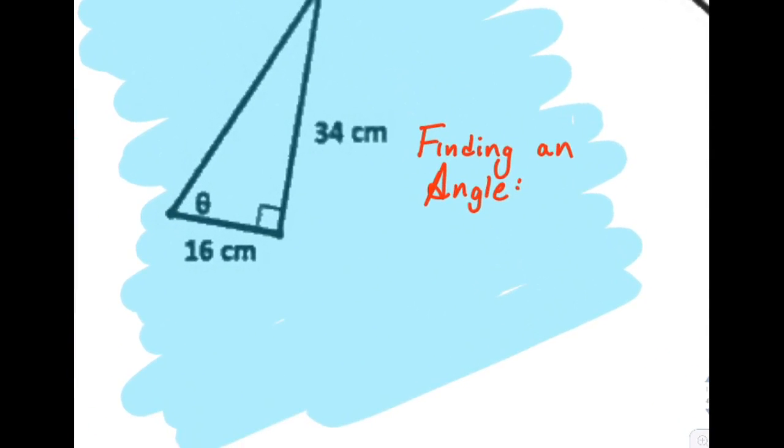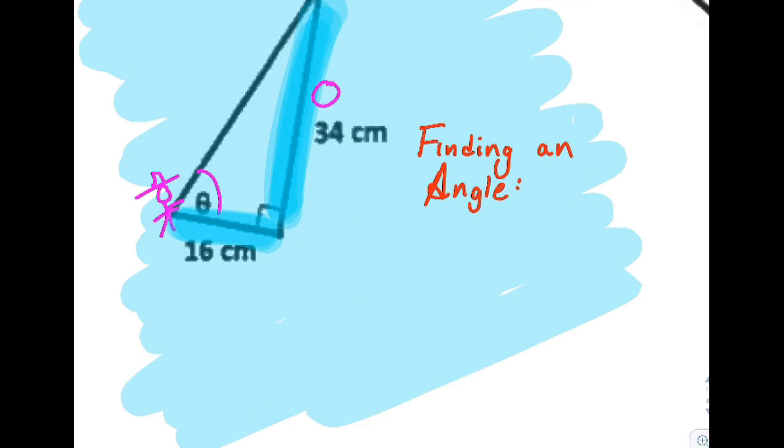Question B is when you're finding an angle. You know 2 sides, but you're finding an angle. So from the angle that's marked, the 2 sides that are labeled are the opposite and the adjacent. O and A, opposite and adjacent, go with tangent. So tangent of theta equals opposite over adjacent.